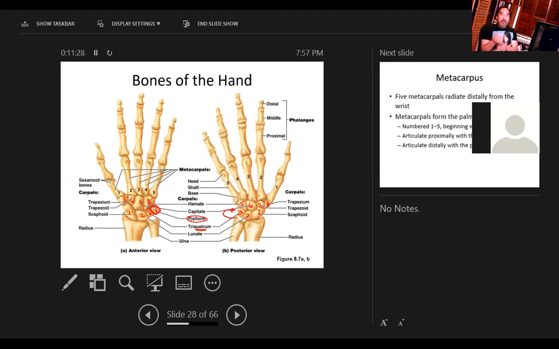Then I give you an association. Who's number 3 and number 4? Number 4 is pisiform, sitting on the triquetrum. So number 4 is pissing off because it's pisiform. Pisiform, triquetrum. Number 3, triquetrum: number 3 is trying to quit. Okay, that's how memory is.